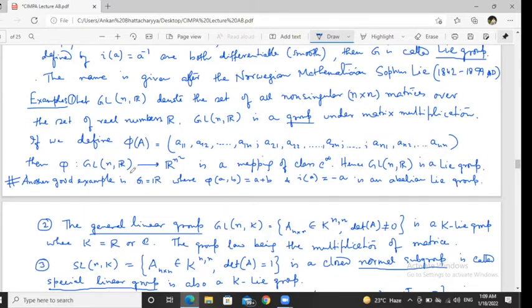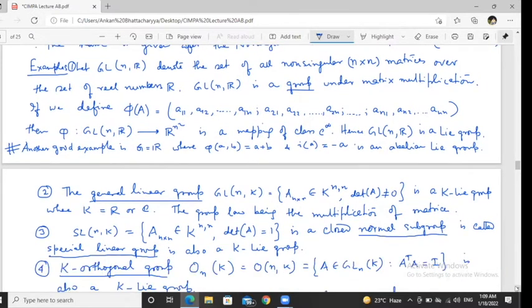Another good example is if G equals R, and if we define mu(A,B) as A plus B and I(A) equal to minus A, then R with these operations is an abelian Lie group.